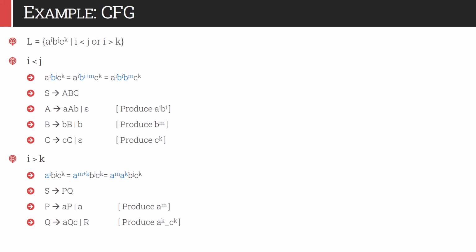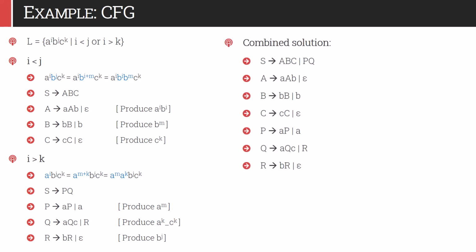And whenever we are done with the number of a and the number of c, we will start generating the number of b using the production of R. So R gives small b, capital R, or epsilon. That will ensure the production of b power j. And finally, we will combine all of them. So S gives ABC or PQR, and copy all the productions of ABC and PQR.